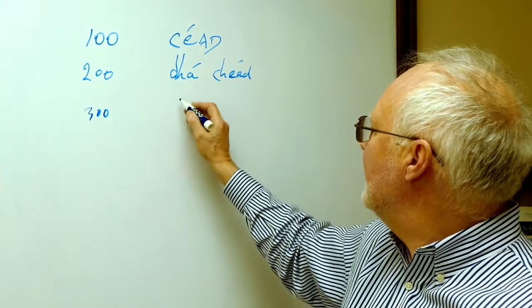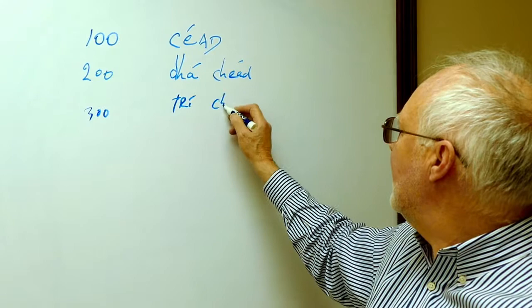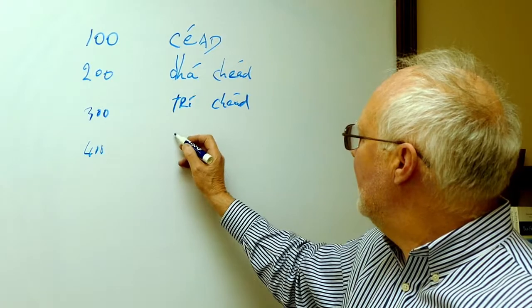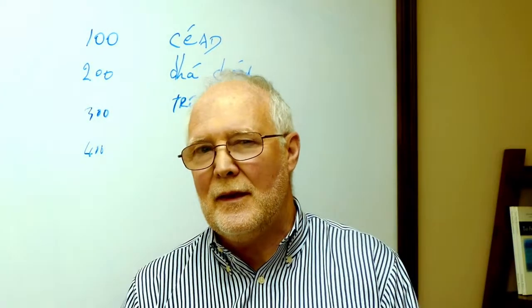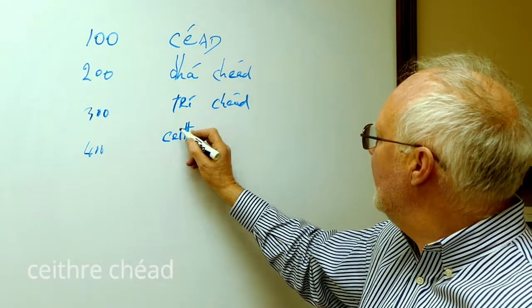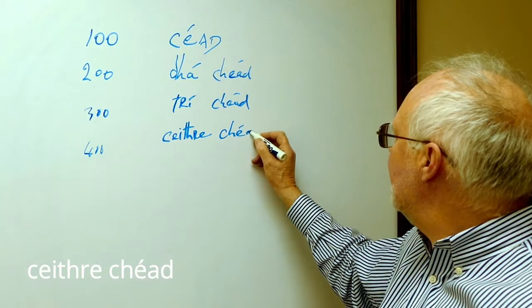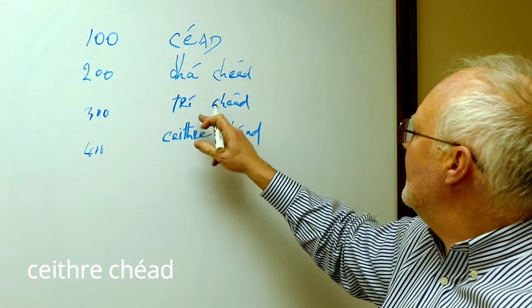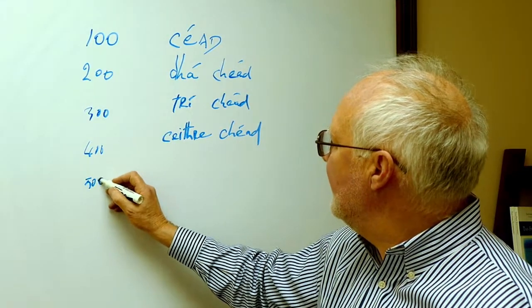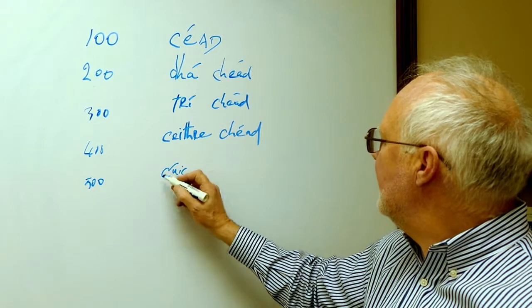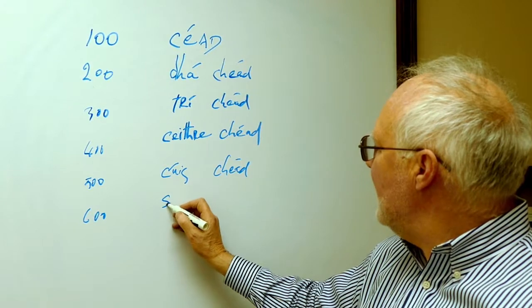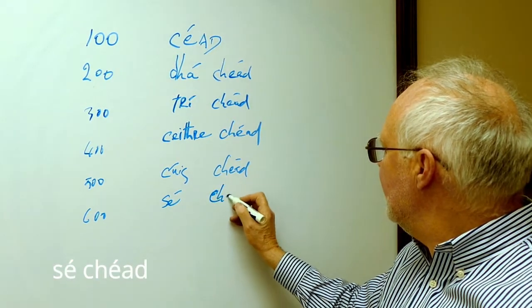When there's 300, it's 3 Ked. The 3 didn't change. Same for Kera. Well, actually, that changes too, because Kahar becomes Kera. We're counting. So the counting word for 4 is Kera. And again, it's C, E, Fada, A, D. So Ked, Da Ked, 3 Ked, Kera Ked. And 500 would be Kuig Ked, She, no changes here, C-H-A-D.